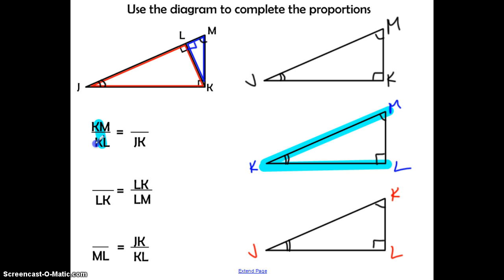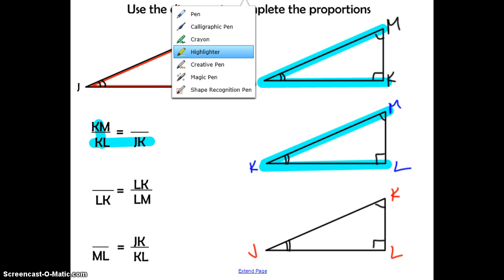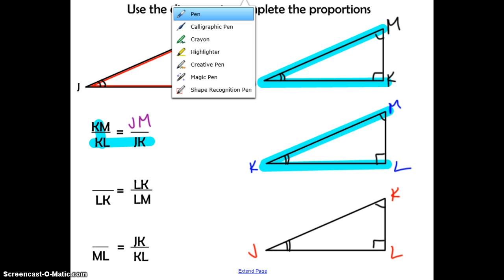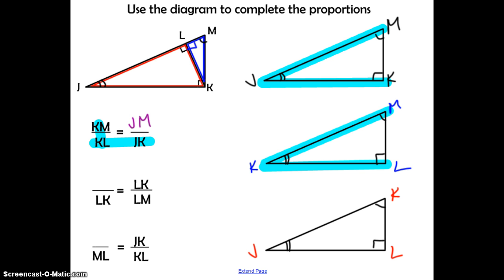So the other thing you need to notice is that KL corresponds to JK. Since KL is on the bottom, we need to find the triangle that has JK on the bottom. So that's this one. Now, the corresponding side that we need to complete the proportion is side JM. So in here, we're just going to write JM.